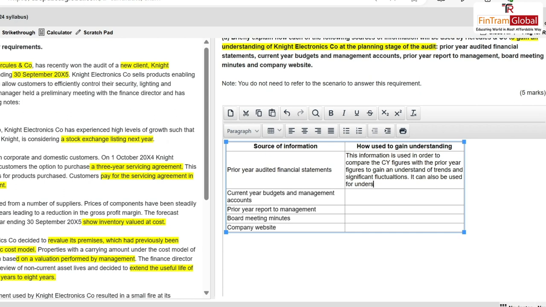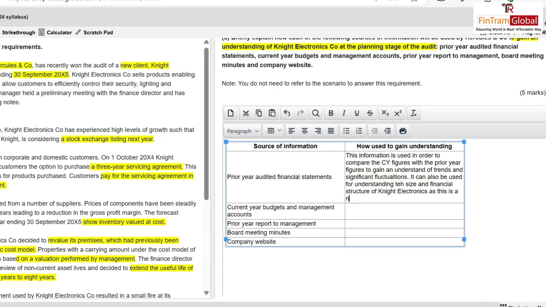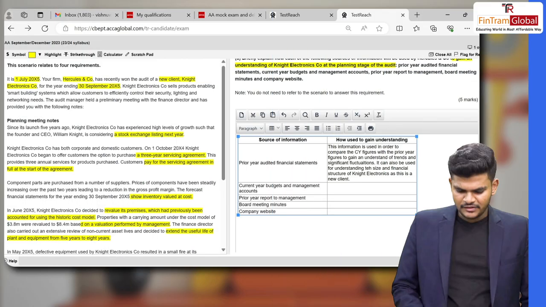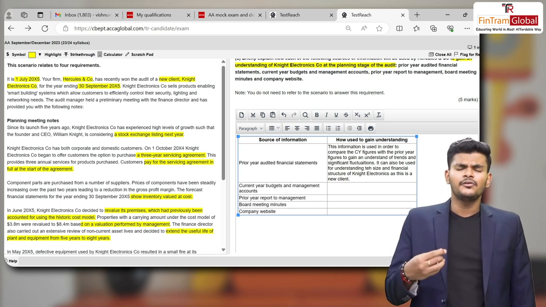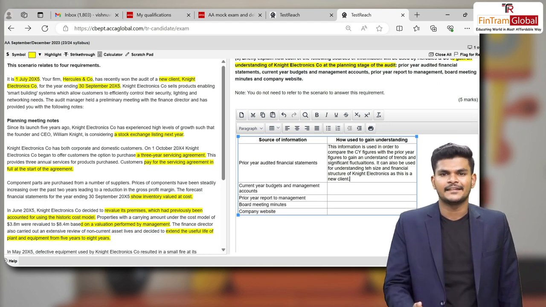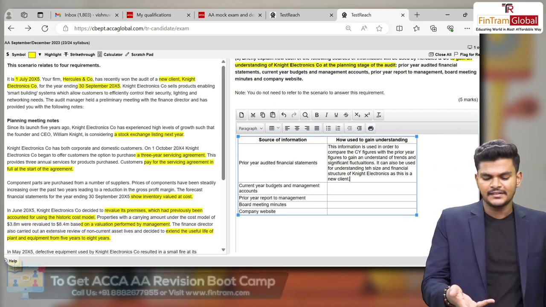understanding the size and financial structure of Knight Electronics, as this is a new client. Okay, folks, so as you can see here, when I presented my answer, I also included a few of the things like the scenario specific information, like what client we're auditing. Okay, folks, for example, I noticed that this client was a new client.